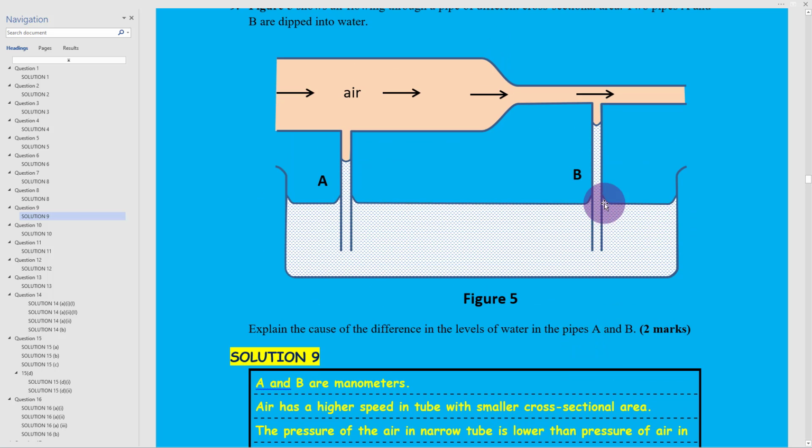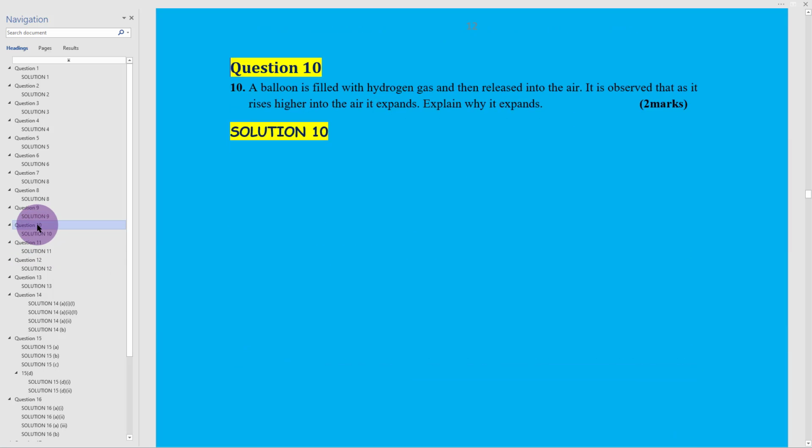Over here the pressure difference is high: low pressure, high pressure. Each one of these two pressures is lower than atmospheric, but where is the pressure difference highest? It is over here. Since the pressure difference is highest, this liquid is going to rise to a bigger height. Okay, let's go to question number 10.